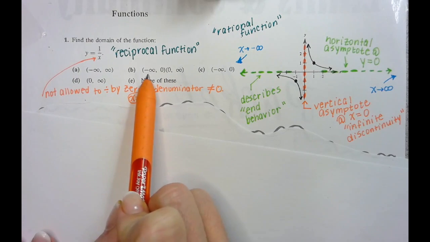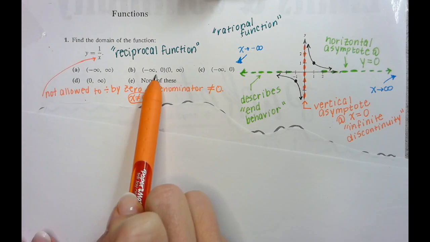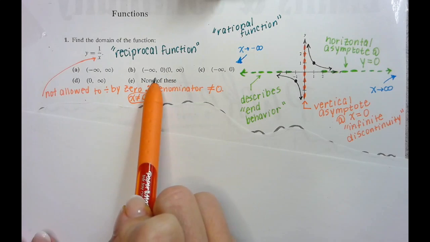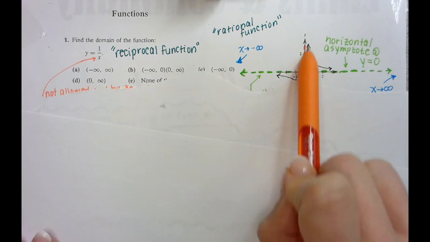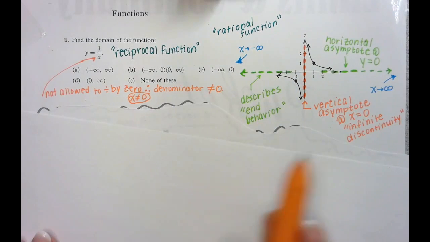For domain, we always go left to right. When you describe increasing and decreasing intervals, you go left to right. When we describe concavity, concave up or concave down, we go left to right. The only thing that we go from bottom to top is range. Everything else we're moving from left to right. Okay? So let's all keep that in mind.